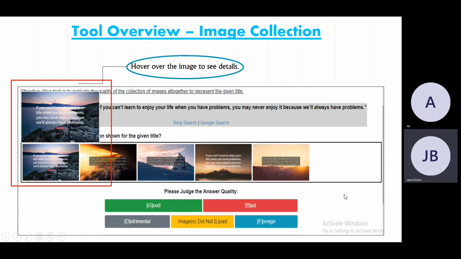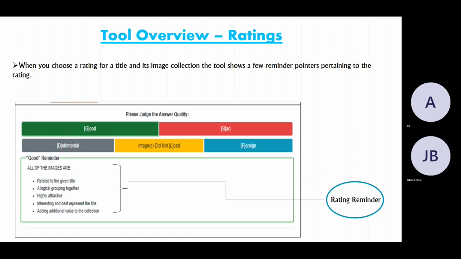And based on each and every image, the image quality and the type of image, we compare the images with the set of images with the title, and then we give the rating. Now, coming to the ratings, whenever we choose a particular rating, there will be a reminder for the good rating, bad rating. There will be a reminder to give us an idea whether we are choosing the correct rating or not. So these are the points which will be considered in order to give good rating.